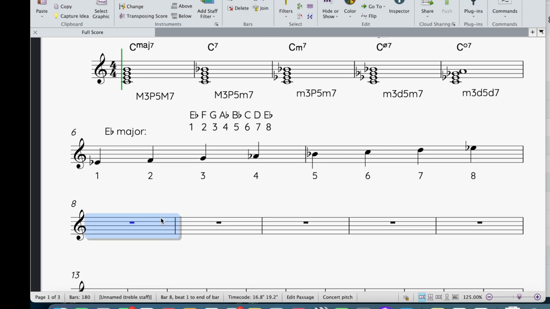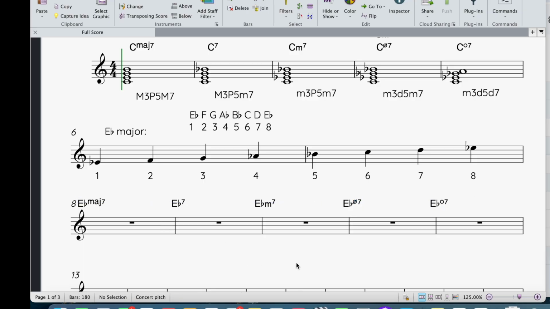Now I'm going to have to do these chords. So we're going to do E flat major 7. We're going to do E flat 7. We're going to do E flat minor 7. Good grief. That'll be interesting. And we're going to do E flat half dim, or minor 7 flat 5. And then we're going to do E flat dim 7.